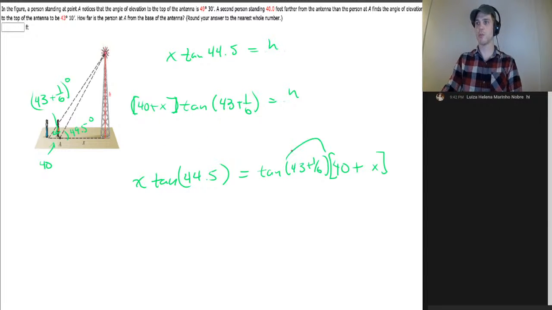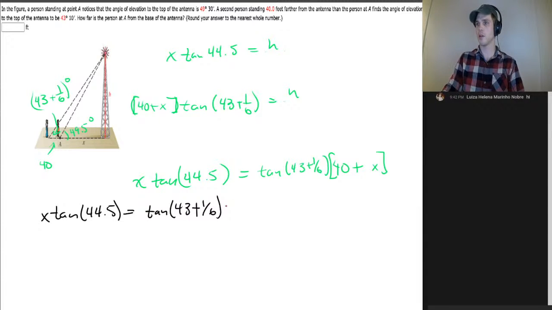Okay, now I'm going to distribute the tangent of 43 plus 1/6. And I'm going to change colors too because this is hard on the eyes. So x tangent of 44.5 is equal to tangent of 43 and 1/6 times 40. So I'll put that 40 out front, plus x times the tangent of 43 plus 1/6. So I just distributed. And then I'm solving for x, so I'm going to get all my x's on one side. So I'm going to subtract everything over to here and factor out the x.